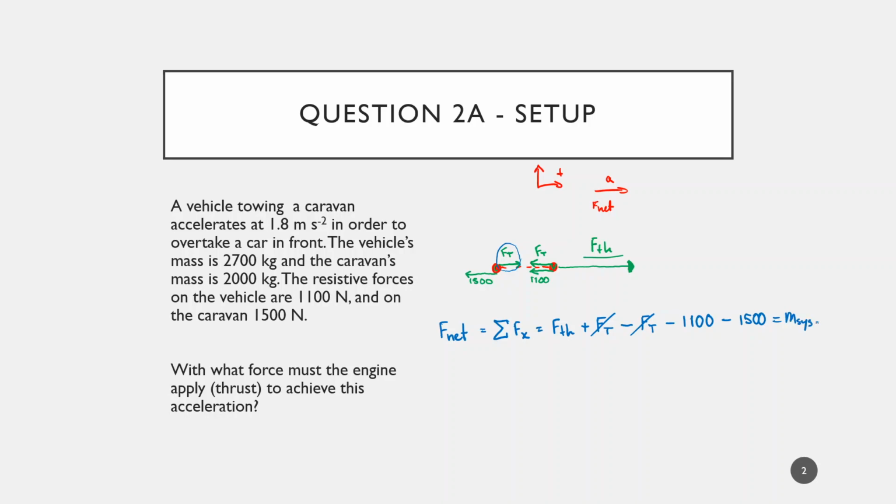You've just got to remember that's the combined mass of all objects in that system. In this case, it's the caravan and the vehicle. And A would be the acceleration of this system, which we've been told is 1.8. Okay. Now we're ready to start solving.